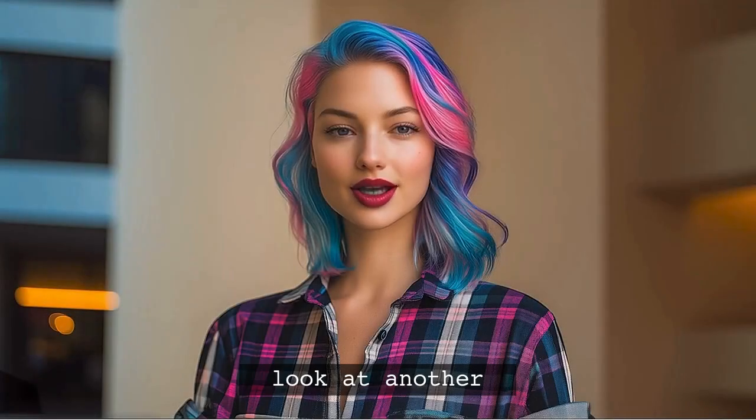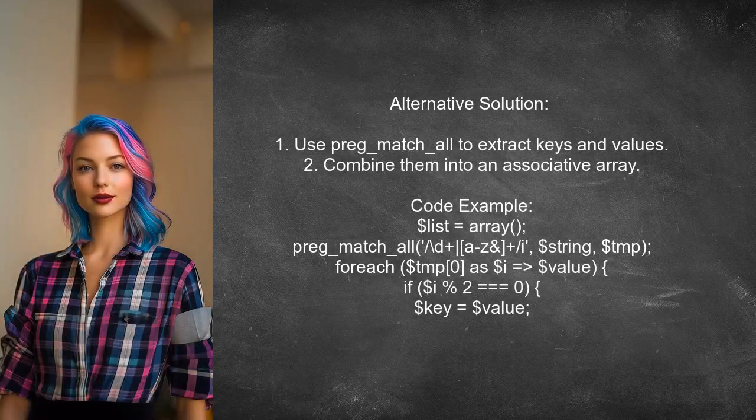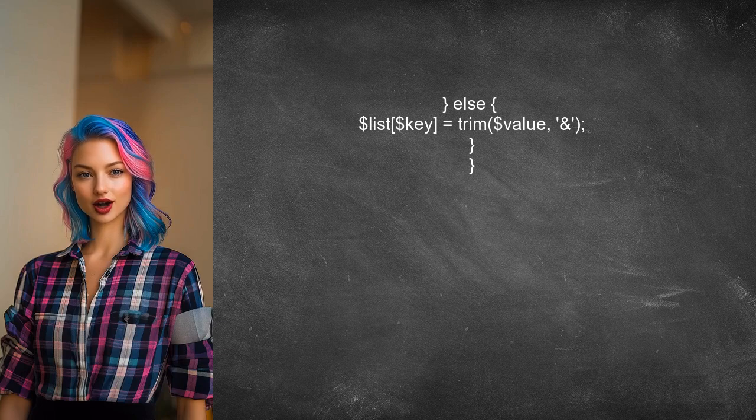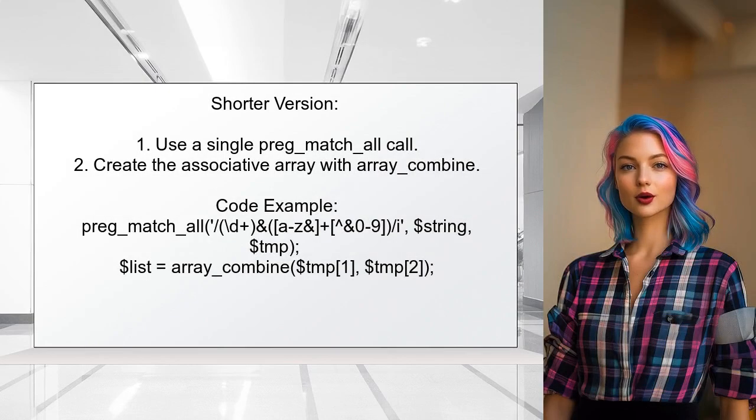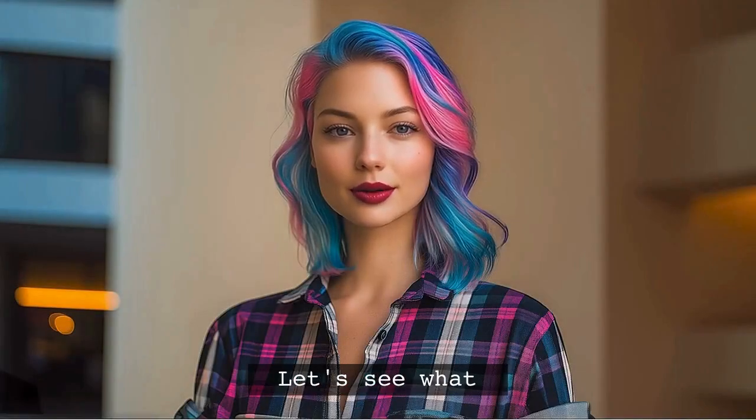Let's take a look at another answer from another user. An alternative solution provided by another user suggests using the preg_match_all function to convert the string into an array. They first extract the keys and values using a regular expression, then combine them into an associative array. For a shorter version, they recommend using a single preg_match_all call with a more specific pattern to directly create the associative array using array_combine. That's all for that response. Let's see what someone else had to say.